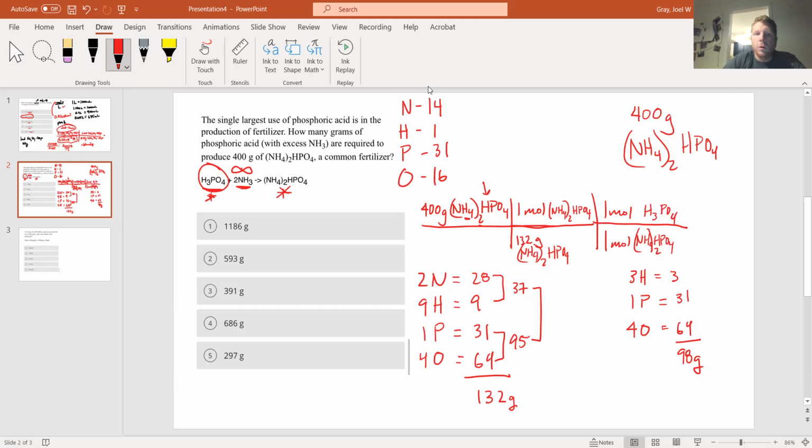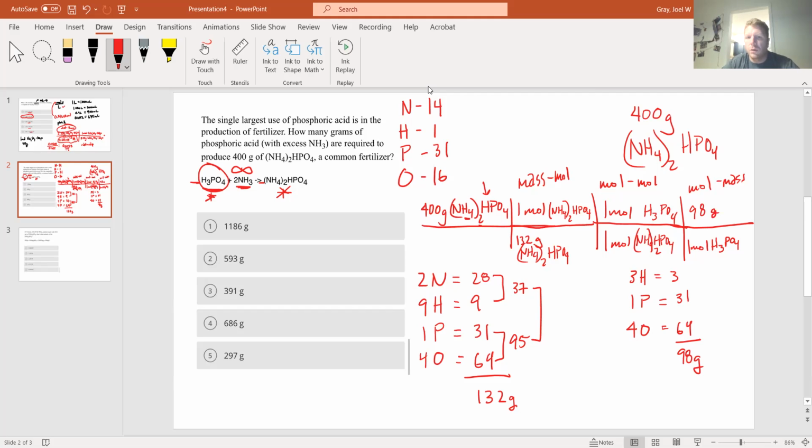H3PO4. And I know that's 1 to 1 because what coefficient do I have in front of each of these? I don't have a coefficient, which means it's 1 and 1. Okay, so now the last part of this is 1 mole H3PO4. So now I'm doing mass to mole, mole to mole, and then a mole to mass conversion. And this is 98 g.